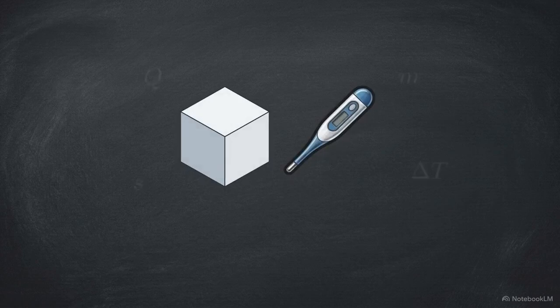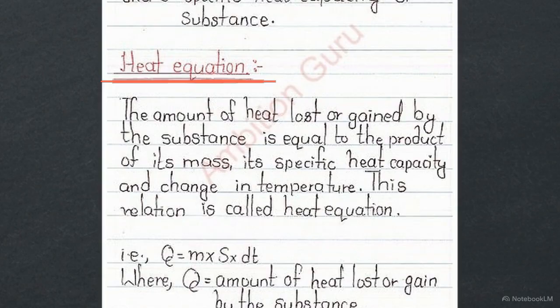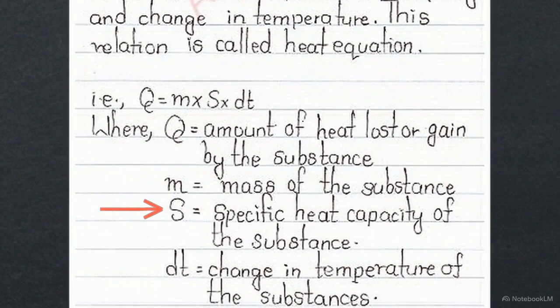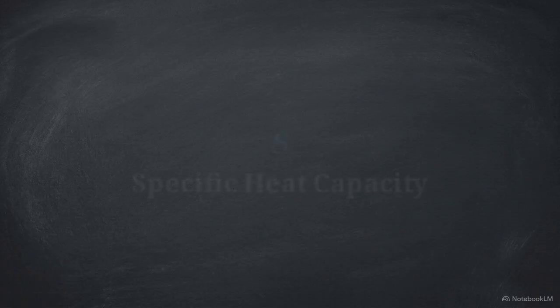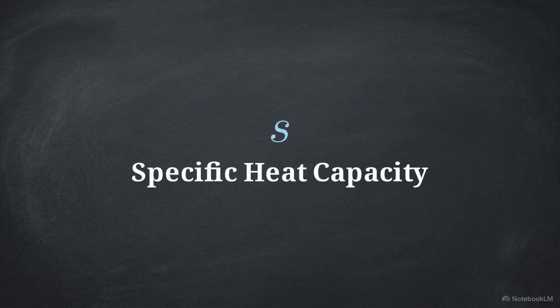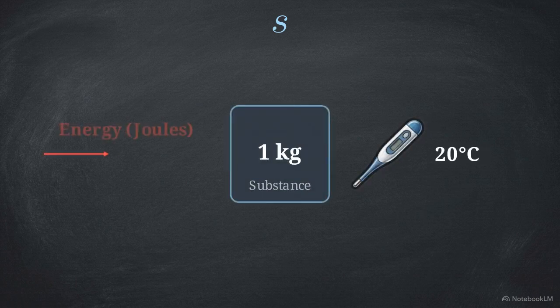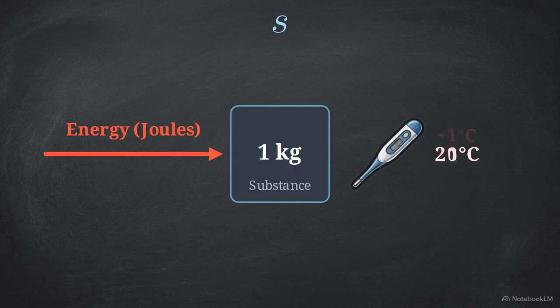To measure exactly how much heat is required to change a substance's temperature, we use a specific mathematical model. This is the heat equation. It shows that the heat gained or lost, Q, depends on the mass, the change in temperature, and a crucial variable labeled S. That S stands for specific heat capacity. It represents a substance's unique thermal resistance, the exact amount of energy in joules required to raise 1 kilogram of that specific material by 1 degree Celsius.